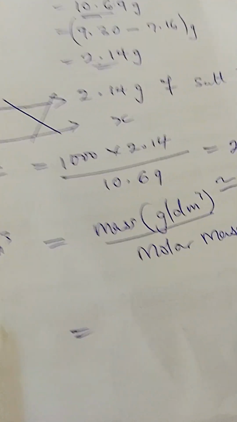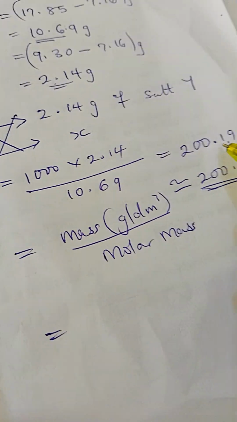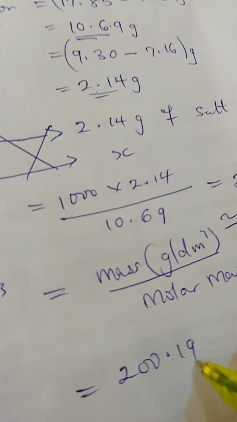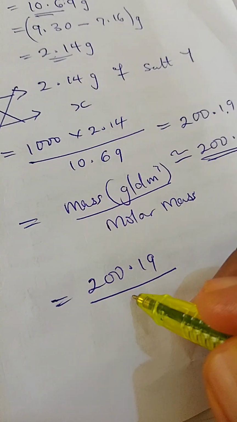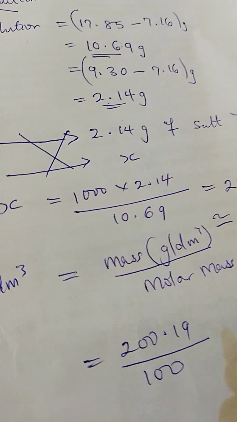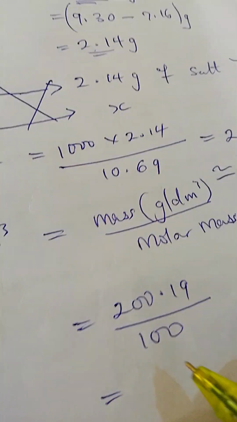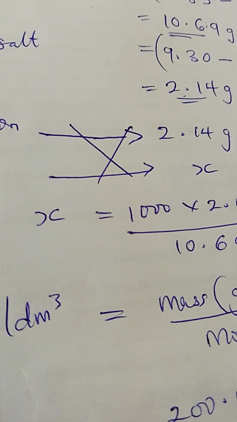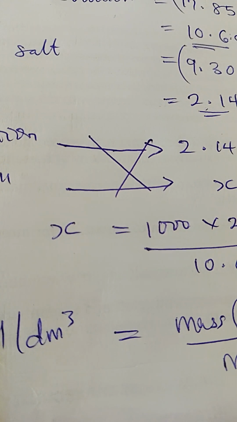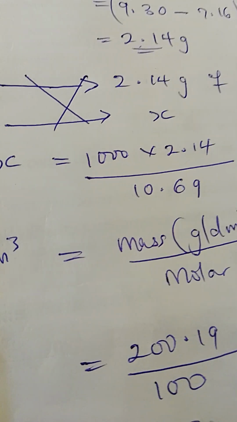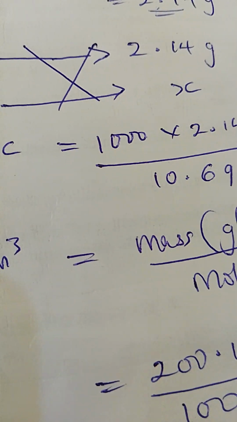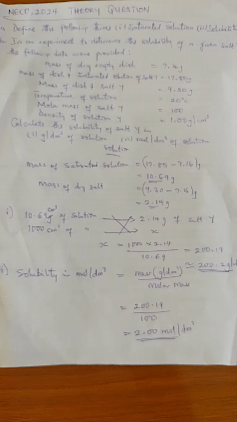In fact, oftentimes we do tell students to use the factor they obtained before approximation. So I can just say mass is 200.19 all over my molar mass, which is 100. 200 over 100 should give me 2.00019 or something. So I can say 2.00 mole per dm cube. And that's all. That's the solution to this problem that looks difficult.